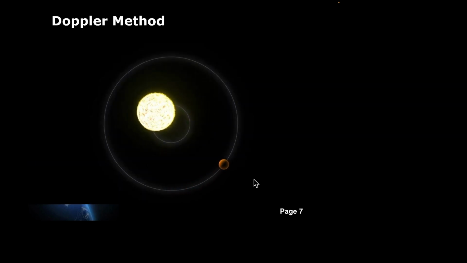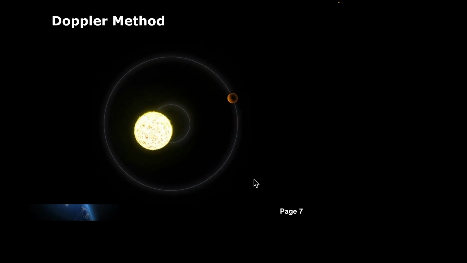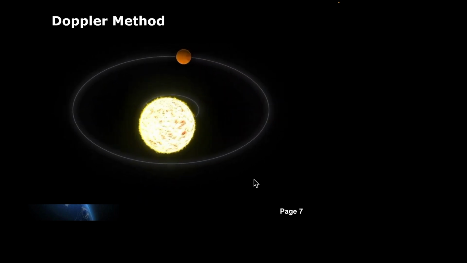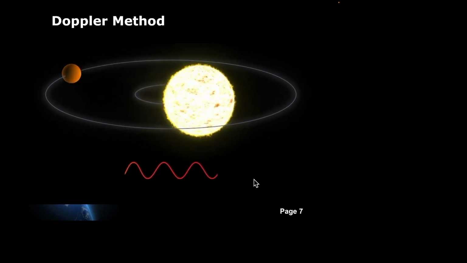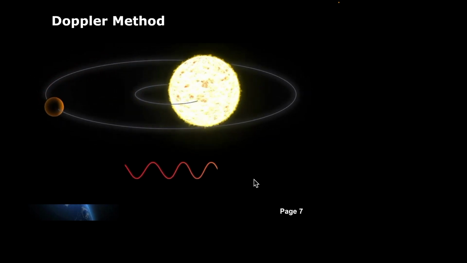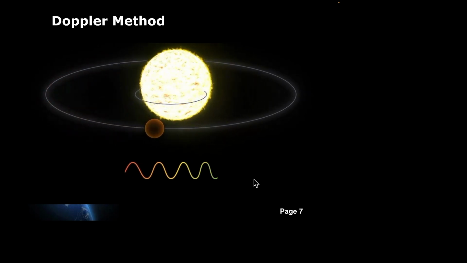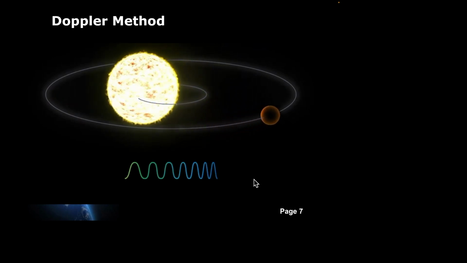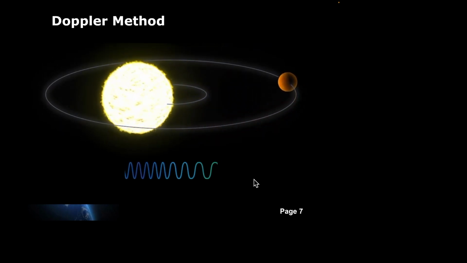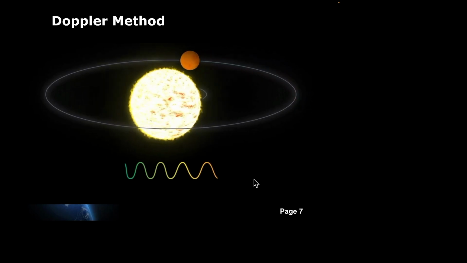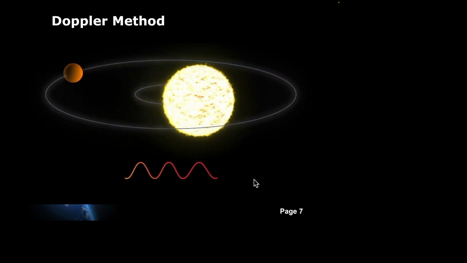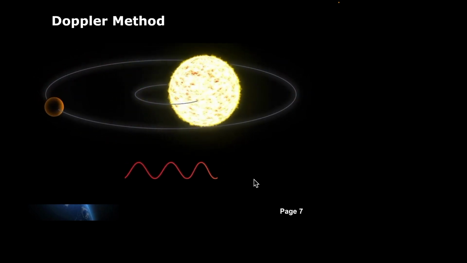The Doppler method relies upon the likelihood that the star and the planet line up exactly with our line of sight. Wavelengths of light are alternately squeezed and then stretched as the star moves closer and then further away. This was the primary method for finding exoplanets prior to the Kepler and TESS missions.